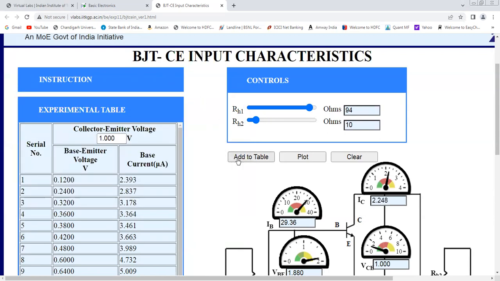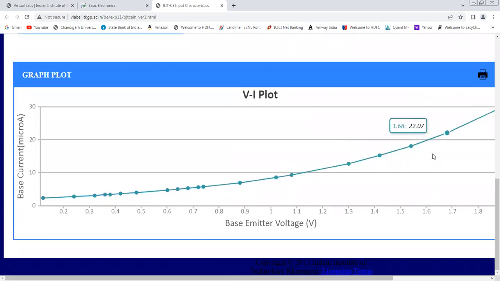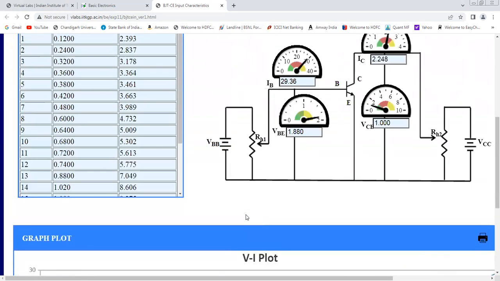Okay, now first of all, let us see what happens when we click this plot button. Once you click this plot button, you will get this type of plot. Okay, so this is the plot between base current and base emitter voltage. VI plot we can see. This is the input characteristic. We have the base current as the input current and base emitter voltage as the input voltage, and we are taking readings of both these parameters for the various values of your collector to emitter voltage.